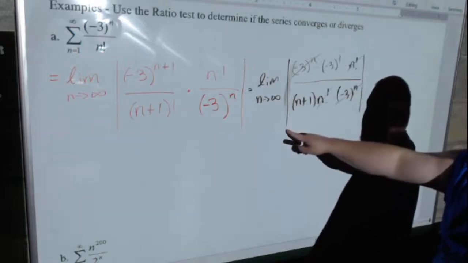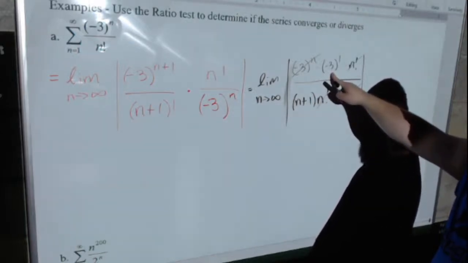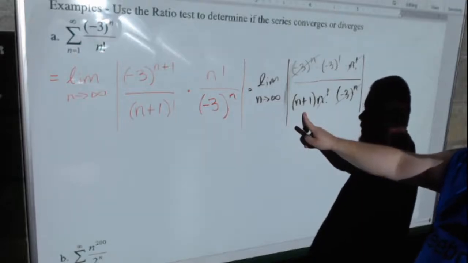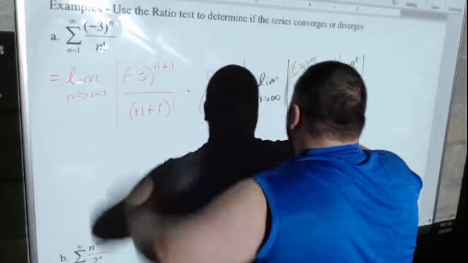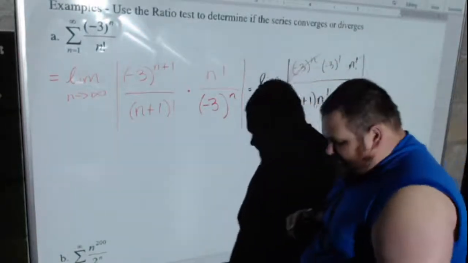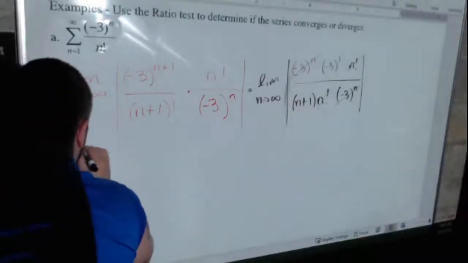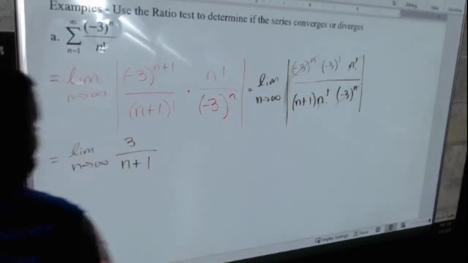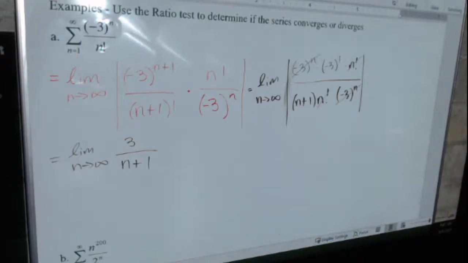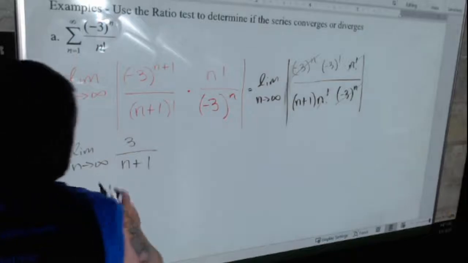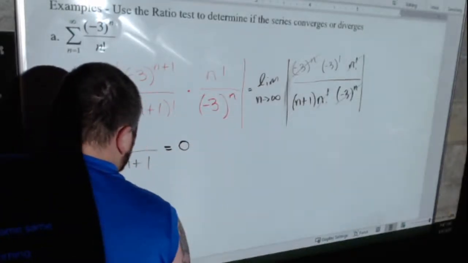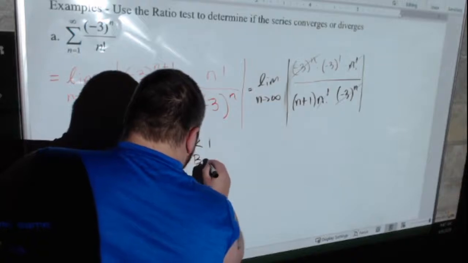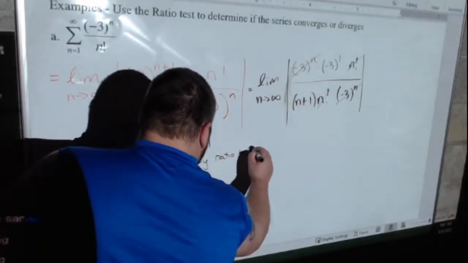Then I've got an absolute value, and I've got a negative 3. So the absolute value of a negative number makes it positive. There is no way for n plus 1 to be negative. Right? n starts at 1 and runs to infinity. So I can take the absolute value away and make that negative 3 a positive 3. I'm left with this. If I plug infinity in there, this goes to 0. That number is less than 1. Therefore, by the ratio test, this converges.